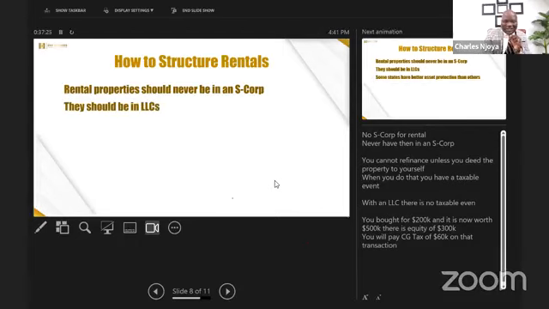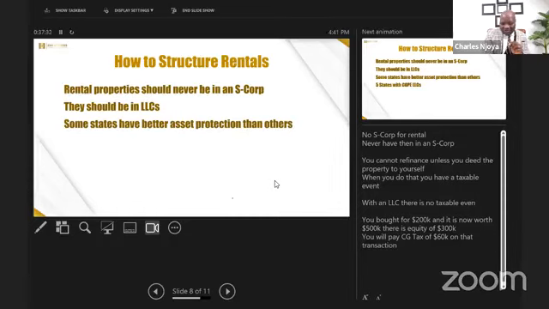So they should be in an LLC. How to structure your rentals, they should be in an LLC. Some states have better protection than others. I just told you about COP entities. COP entities are stronger asset protection. LLCs give you better limitation of liabilities in some states than others. But generally, LLCs will give you protection of your assets. There are about 5 states with COP entities, COP LLCs, as far as I know.